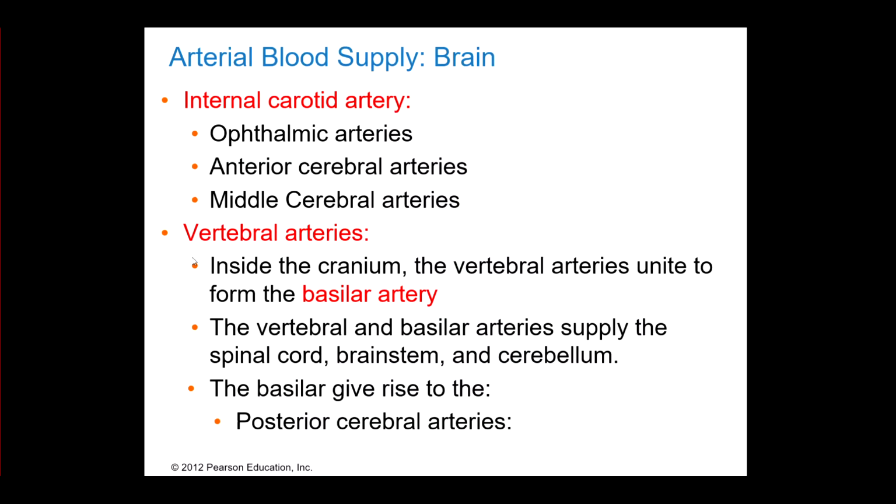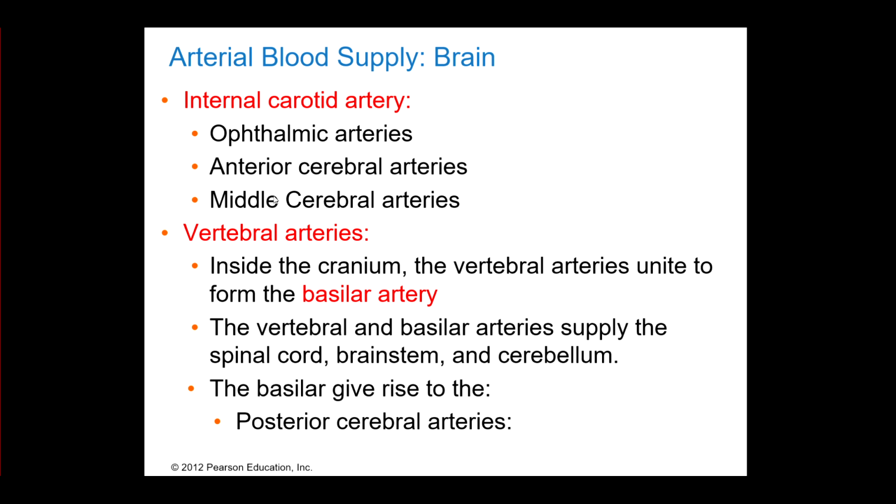Okay, so the vertebral arteries inside the cranium, once they enter the foramen magnum, we're going to see that the two vertebral arteries actually unite to form this pretty big blood vessel known as the basilar artery. The vertebral artery and the basilar arteries, they're basically supplying the back part of the brain. They're getting the brain stem, the cerebellum, which is posterior, and the spinal cord. The basilar artery is also going to give rise to the posterior cerebral arteries.